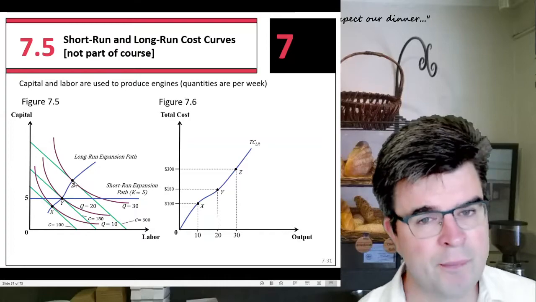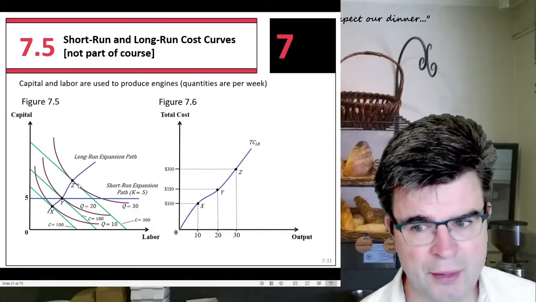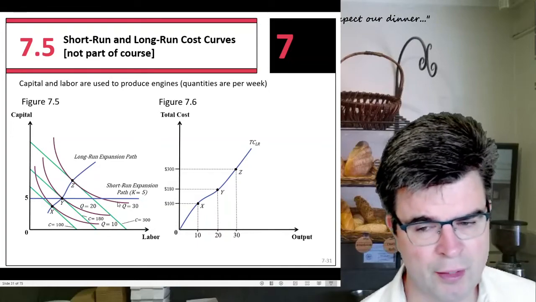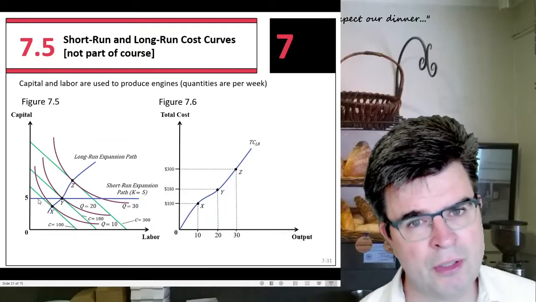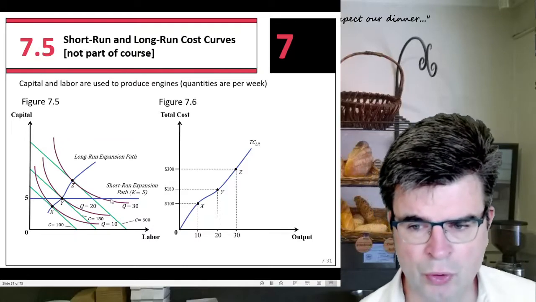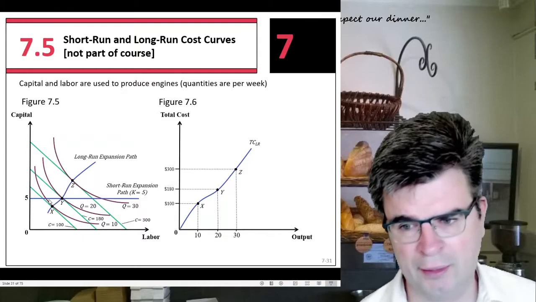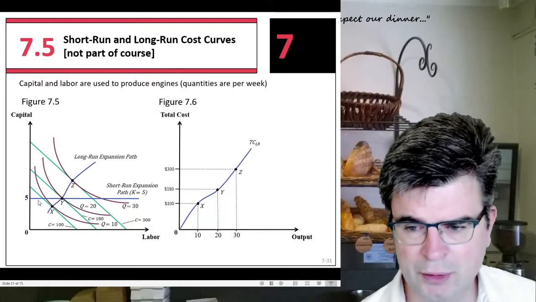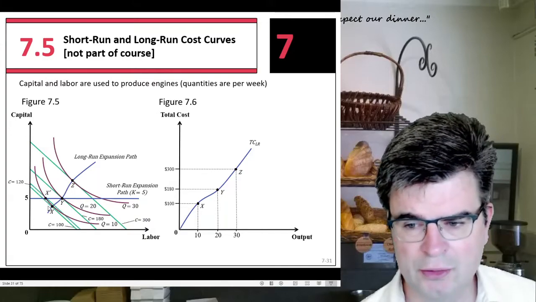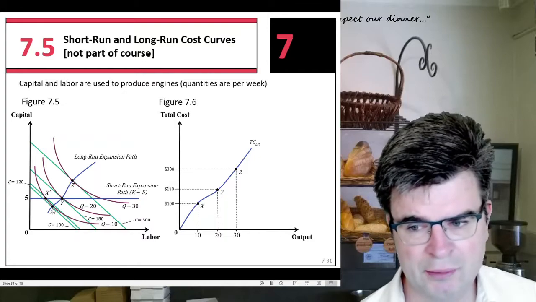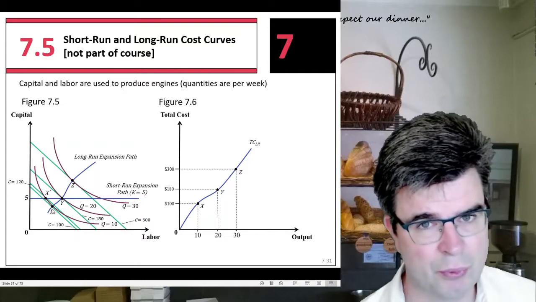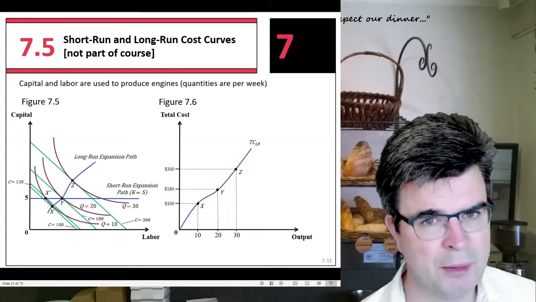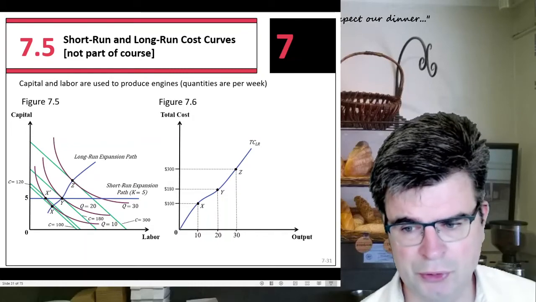But in the short run, this point is infeasible because you cannot increase your amount of capital. Your amount of capital needs to be fixed at 5, so you can only change the amount of labor. So you can only move along this horizontal line. So if you want to produce 10 units of output, what is the optimal thing to do? You cannot be at point X, because then you would have to adjust your amount of capital. You can only be at the point X prime. So that's the minimal cost at which you can produce 10 units.